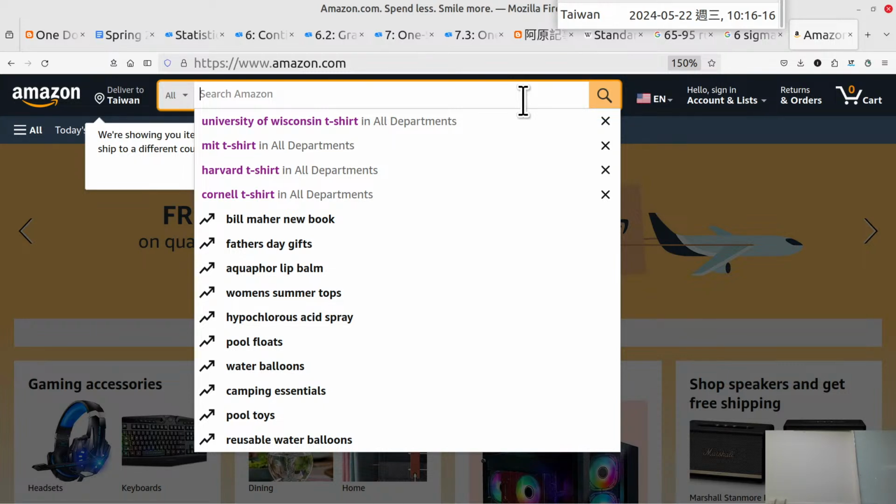Okay, guess what? Guys are inside, and I hope they are safe. I hope they are safe.